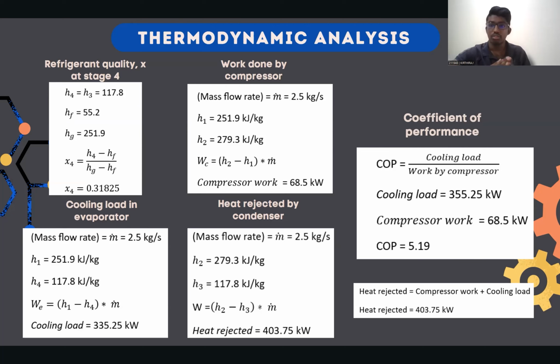Now we see the coefficient of performance, which is the cooling load over the work by the compressor. We got a COP of 5.19, which means that for every unit of work done by the compressor, we get 5.19 units of cooling load.